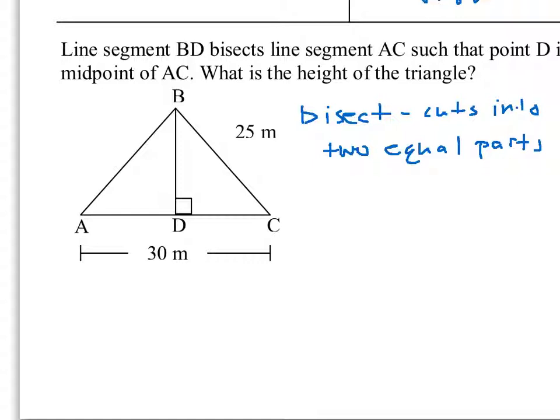Finishing that sentence, it says that point D is the midpoint of AC. Let's make sure that we've got that vocabulary term as well. Midpoint is exactly what it sounds like. It's the middle point. So it also cuts into two equal parts.